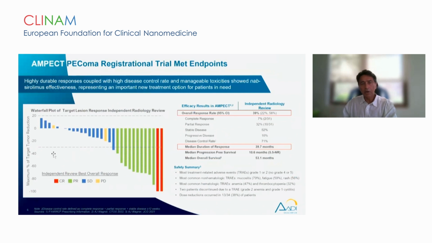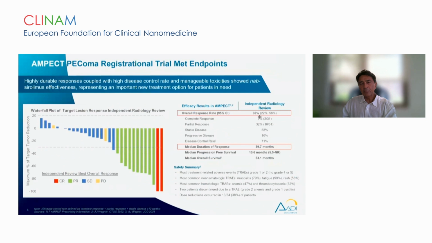So here's the waterfall plot showing tumor shrinkage for all of these patients. And you can see that for a sarcoma, it is quite rare to see an outcome like this, where you have almost 40% of the patients responding really well to the drug. And in fact, we had a few patients who had a complete response to the drug as well.